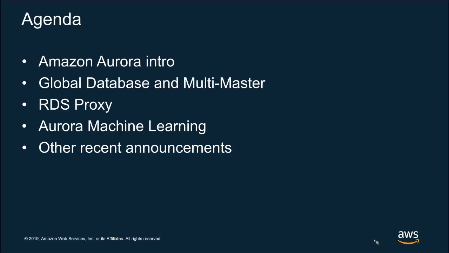So here is the agenda for today. I'll do a very quick Aurora intro, assuming that most of you are already familiar with this service. I'll talk about global database and multi-master, what's new in these two features. Talk about the RDS Proxy, which was announced at reInvent as a preview. And it's a feature that supports several database engines, including Aurora. We'll talk about Aurora Machine Learning, which was also announced just a few weeks ago, and other recent announcements from the past few months.